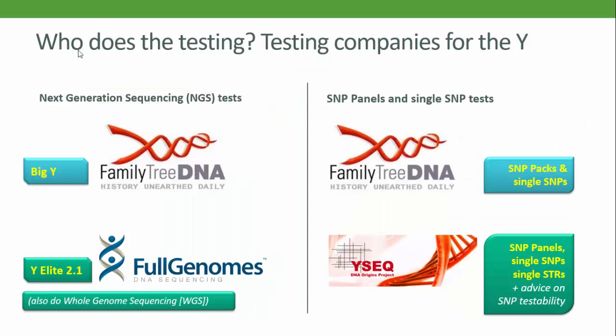So a quick look then at the main companies who offer YSNP testing. Family Tree DNA offer all three forms of test, with a sequencing test known as Big Y, along with a wide selection of SNP packs and single SNPs. Full Genomes Corp offer their own sequencing test, YElite 2.1, and YSeq are specialists in single SNP testing, also offering a wide range of SNP panels, single STRs, and they give very useful advice to testers about newly discovered SNPs, whether they are Sanger testable or look good stable candidates to be new SNPs, and so on.